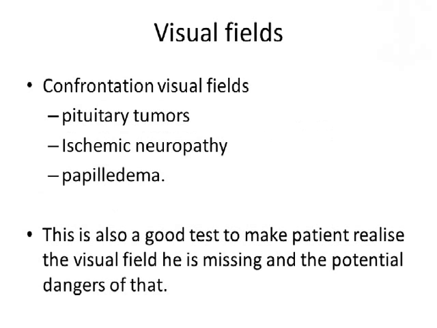The next thing is confrontation visual fields. These can give you a good idea, particularly for things like pituitary tumor, or where you've got absolute field defects, for longitudinal field defects like ischemic neuropathies, constricted fields like papilledema, and they also let the patient realize that he does have a field defect. Very often the patient will not realize that at all. And you can always warn him of the dangers of having a field defect, because he could miss targets or objects on one side because of a field defect.